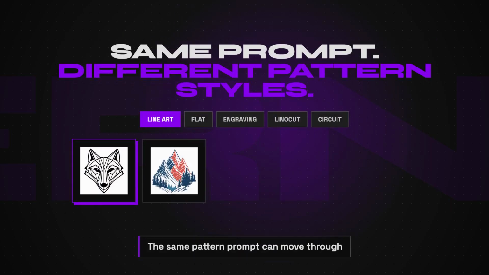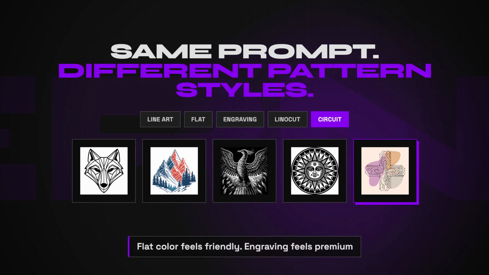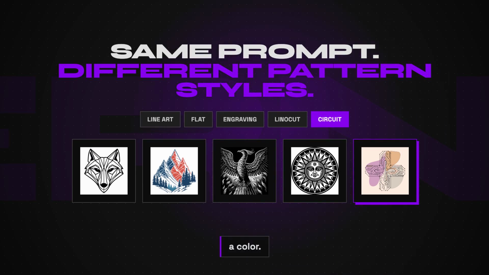The same pattern prompt can move through different visual styles. Line art feels precise. Flat color feels friendly. Engraving feels premium and crafted. Circuit style works for software, developer tools, and AI products. You are exploring a design language, not just changing a color.